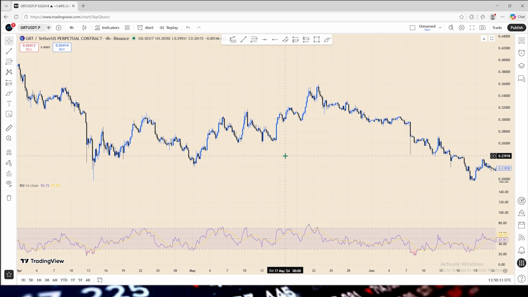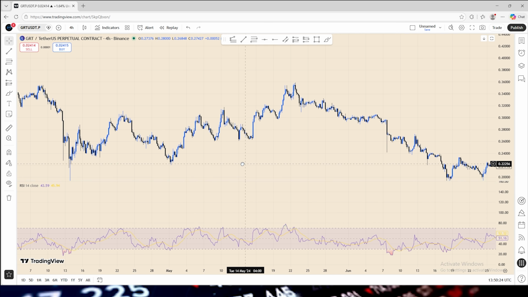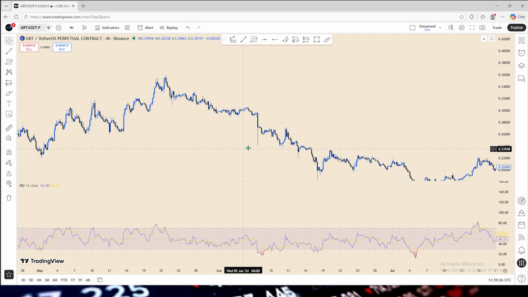Now we're on the chart, and this is where everything starts to make sense. I'm not entering randomly. I wait for a clean setup. The first thing I'm looking for is divergence. We are here on the 4-hour time frame. Let's start taking some trades using RSI.